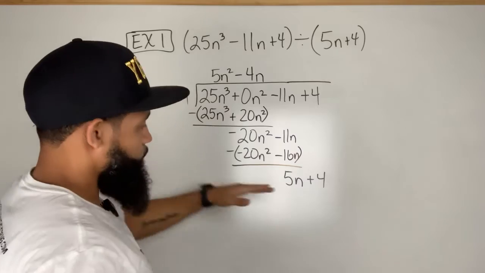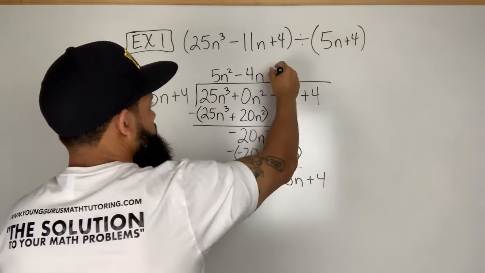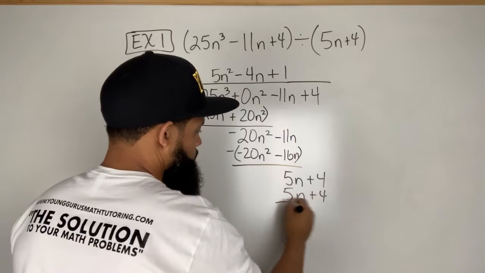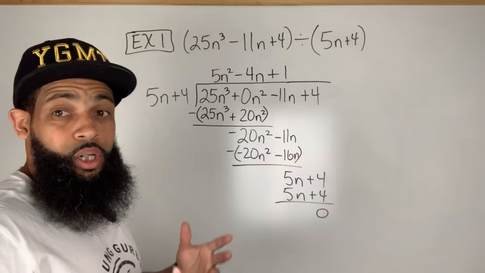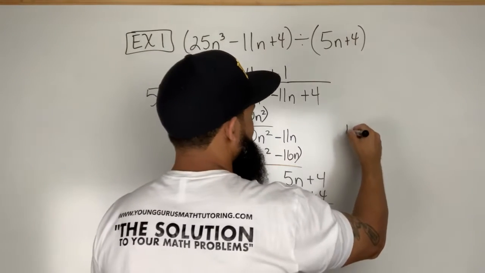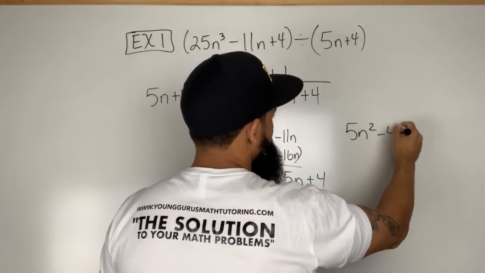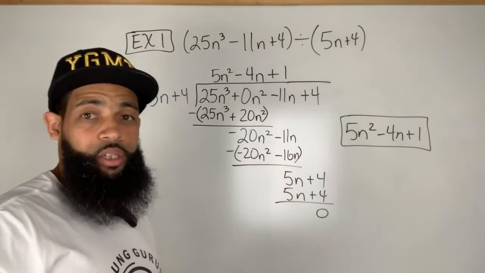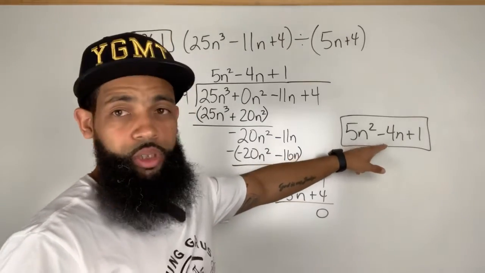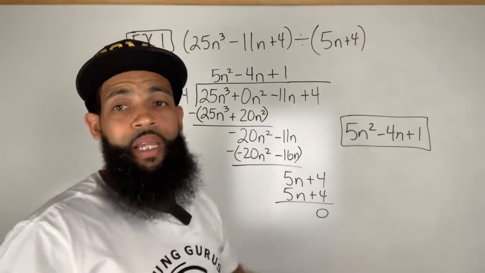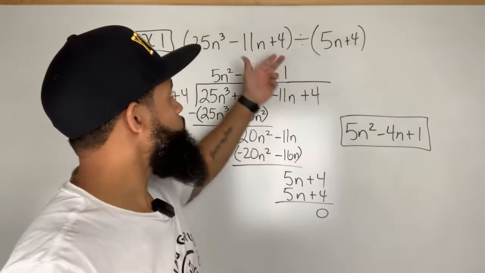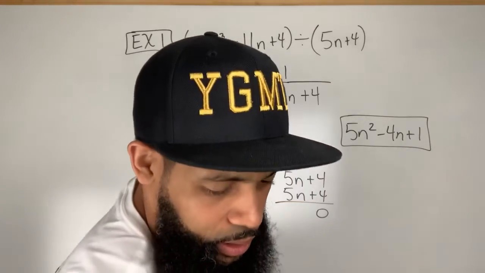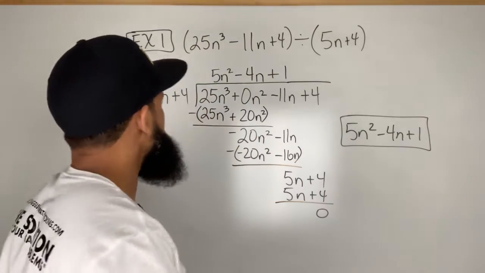5n plus 4 goes into 5n plus 4 just one time. Okay? And so when we do this, we'll have 0. So our quotient actually is 5n squared minus 4n plus 1. Okay? And just like regular long division, you can actually take this quotient and multiply it by the divisor. If you multiply them together, you should get this dividend. All right, that's one example. Let's look at another example. I'm going to erase all this good stuff.